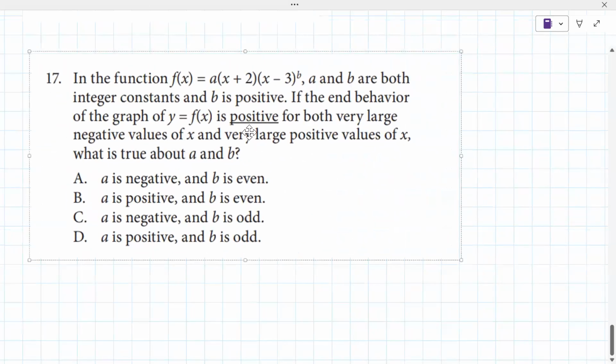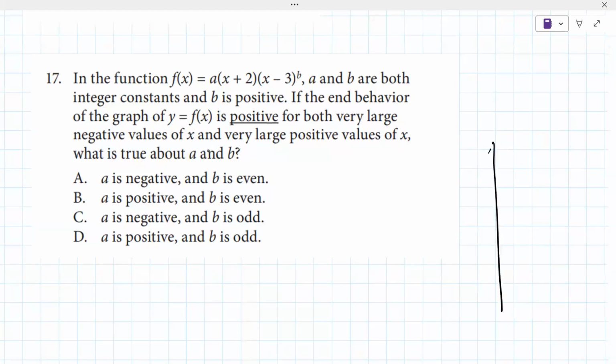If the function f of x equals a times x plus 2, x minus 3b, a and b are both integer constants, and b is positive. So b is positive, meaning it's like 1, 2, 3, 4, 5, 6, 7. If the end behavior of the graph is positive for both very large positive and very large negative values, that's what this means. That's the positive right there. What is true about a and b?